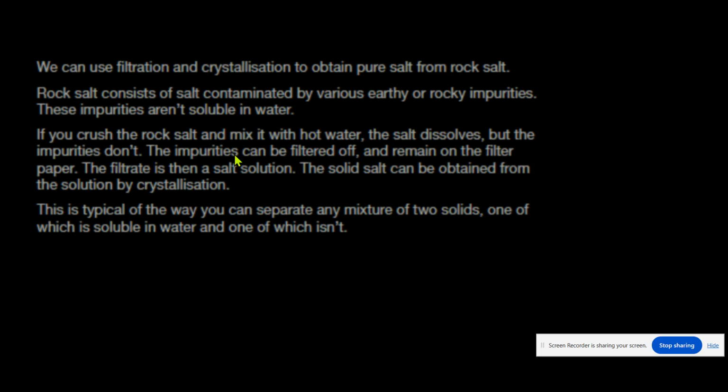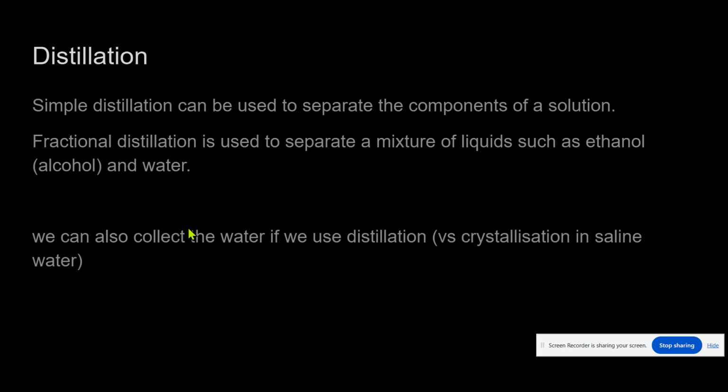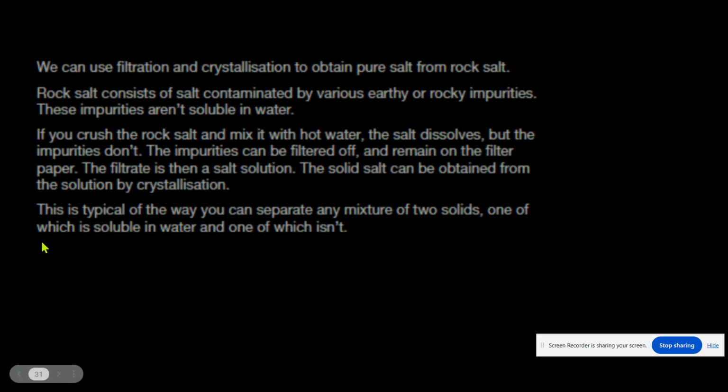So the impurities can't pass through this filter paper, but the salt and water pass through the filter paper. So that filtrate, you can use crystallization. You can add heat to separate water from salt. And now you have that pure salt in your beaker. Let's go through the last sentence. This is typical of the way you can separate any mixture of two solids, one of which is soluble in water and one of which isn't.